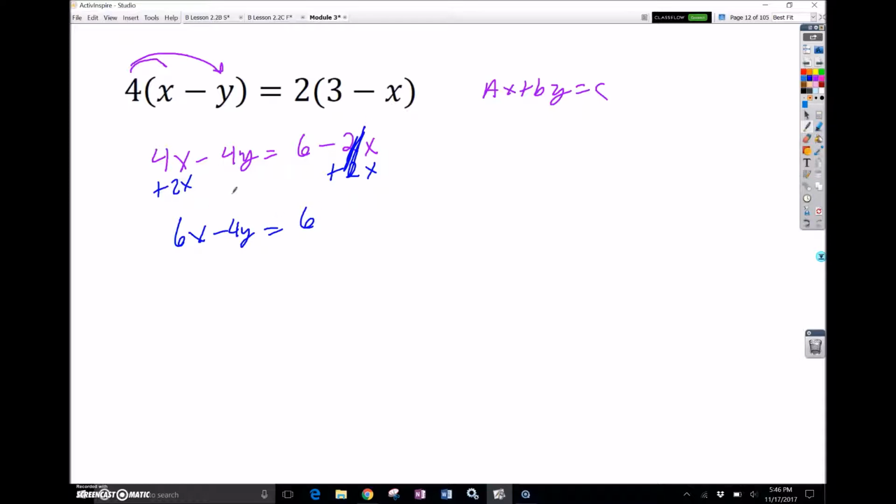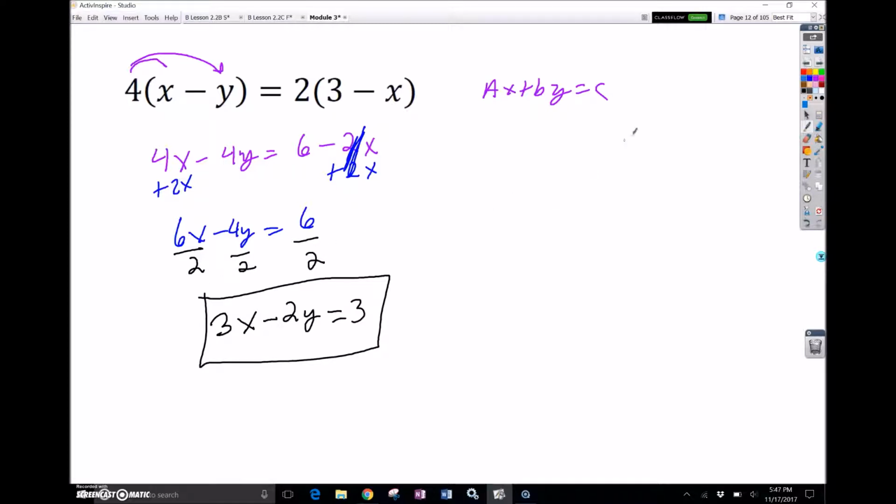It looks pretty good, but what I want you to do is look at each and every term and think, can I simplify this? Can I divide each and every term by the same number? In this instance, you can. You can divide each and every term by 2 to get a little bit more simplified version, which would be 3x minus 2y is equal to 3. This would be your final answer written in standard form.